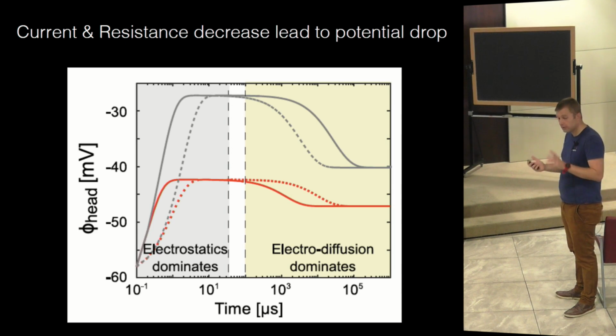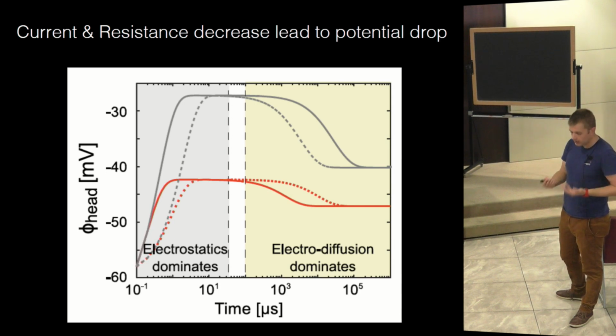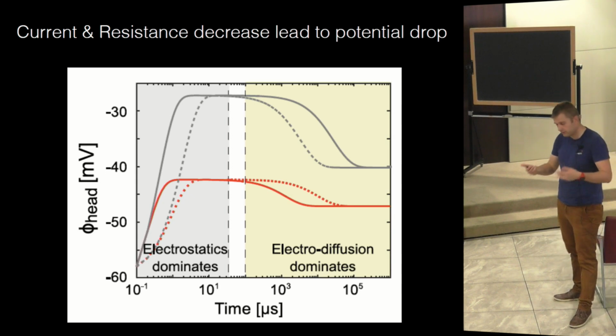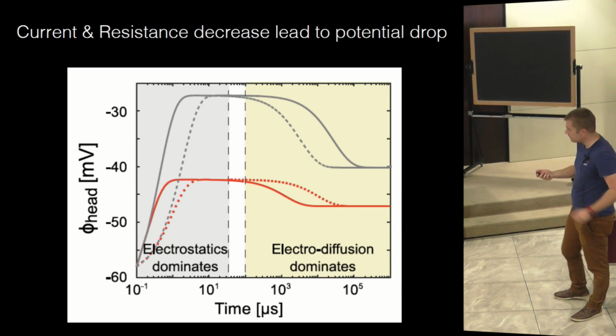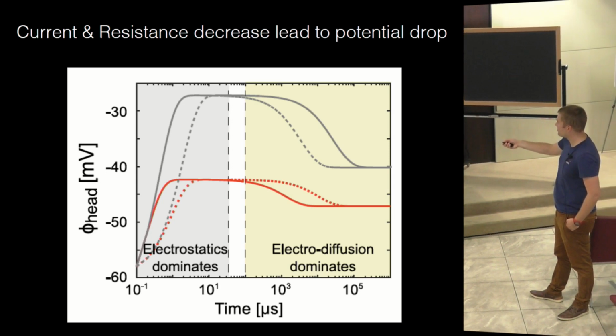And this drop is a combination of a decreased neck resistance due to increased concentration and a decrease of synaptic current due to decrease of reversal potential. So you have both effects that are going to combine and decrease over a long time the head potential.